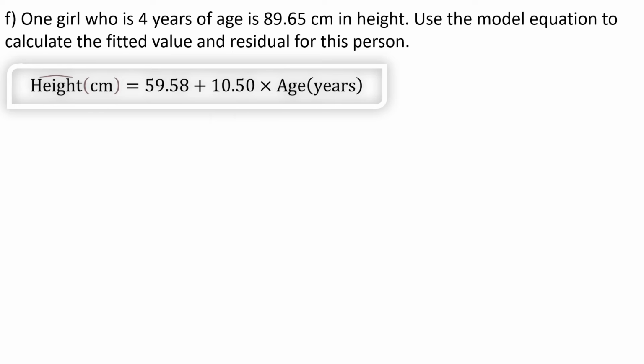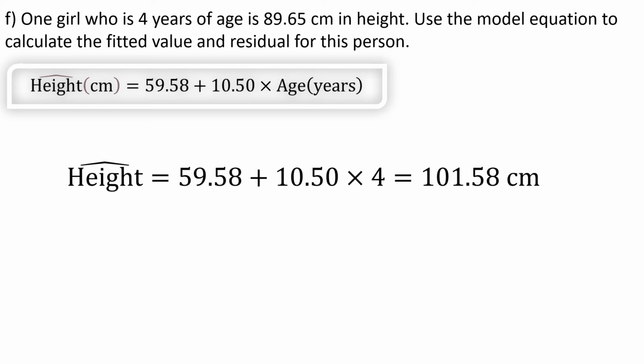One girl who is 4 years of age is 89.65 centimeters in height. Use the model equation to calculate the fitted value and the residual for this person. Well, the fitted value is straightforward. We just write out the equation for the line of best fit, and we put 4 in place of age in years. During the calculation, we get our fitted value of 101.58 centimeters. So the model is predicting that a child of 4 years of age will be 101.58 centimeters on average.